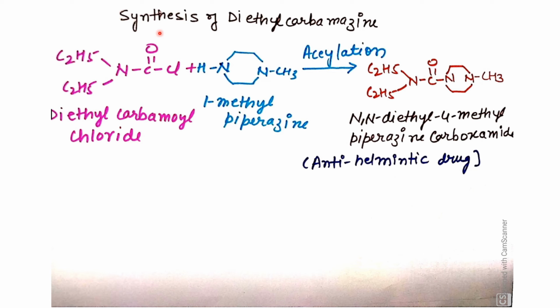Next synthesis is diethylcarbamazine. For the synthesis of diethylcarbamazine, we need diethylcarbamoyl chloride. When it reacts with 1-methylpiperazine, an acylation process will take place and the final product is diethylcarbamazine. It is a one-step reaction and we can easily memorize this reaction. Diethylcarbamazine is an anthelmintic drug, and you can see this reaction.